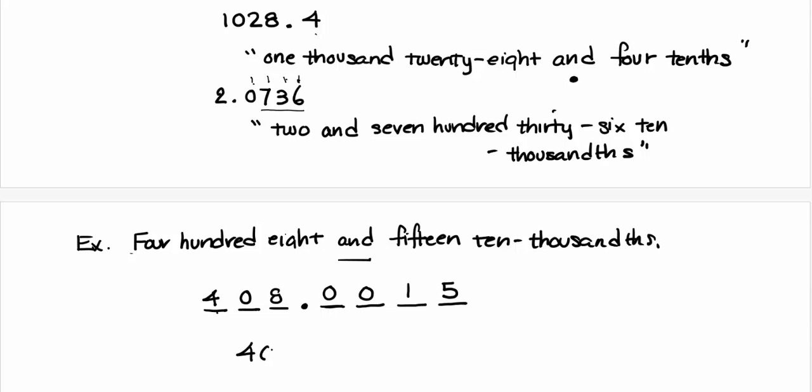I put 15 and everything else is filled in with zeros. So I have 408 and 15 10,000ths.